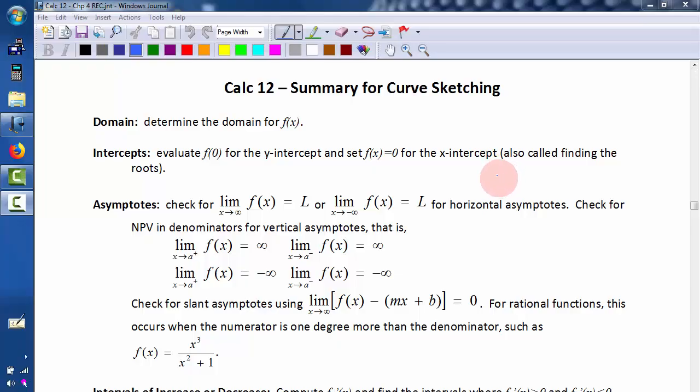Hi, this is Calculus 12, Chapter 4.3. We're going to do a complete example of a curve sketching exercise. Just a reminder of the steps.